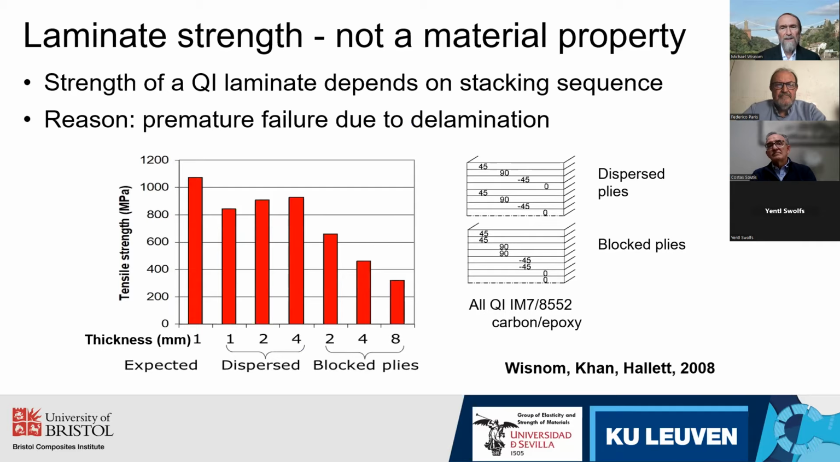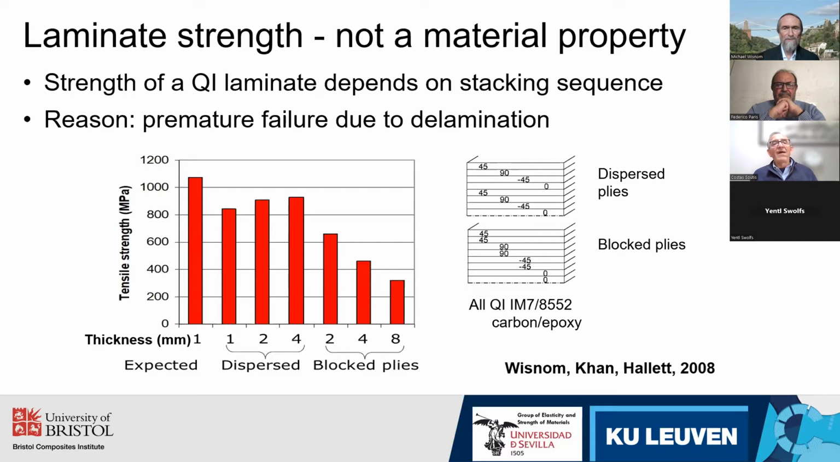So laminate strength really, I would argue, is not a material property because it depends on many factors. Particularly, it depends on the stacking sequence. And a lot of this is due to premature failure. So showing here some results we got some years back where we did quasi-isotropic laminates with different stacking sequences. And we had two different ways of changing the thickness, either by repeating the sublaminates to produce dispersed plies, or by blocking the plies together to produce what we called a ply level scaled laminate. And you can see from the results in that bar chart that they're all different.